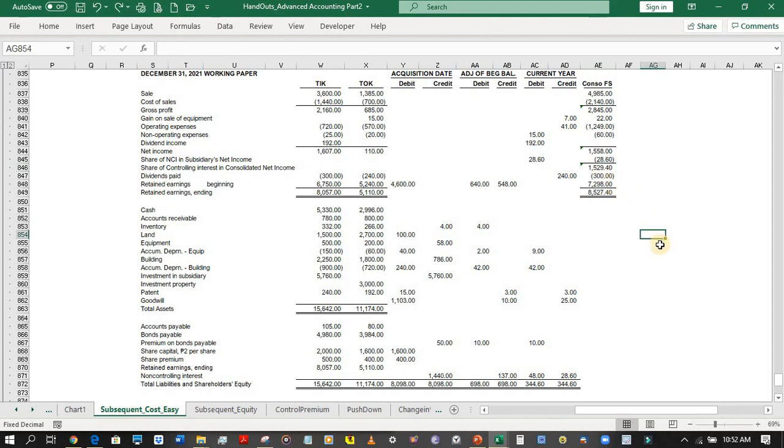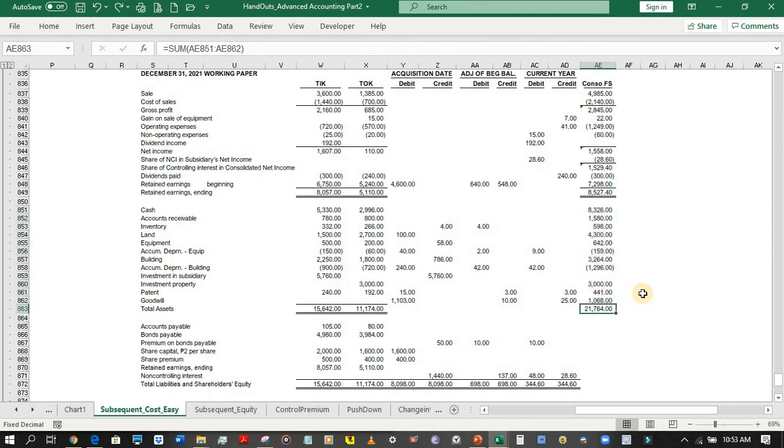Again, the dividends paid that is deducted in the consolidated retained earnings is always the dividends paid by the parent. That is why only 300 is deducted here. Then the retained earnings beginning in the consolidated financial statement is 7,298. This is the amount that we have established because of this entry. So the retained earnings for the year ending December 31, 2021 is 8,527.4.